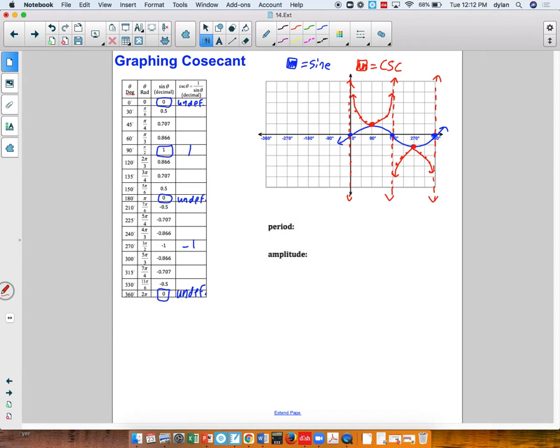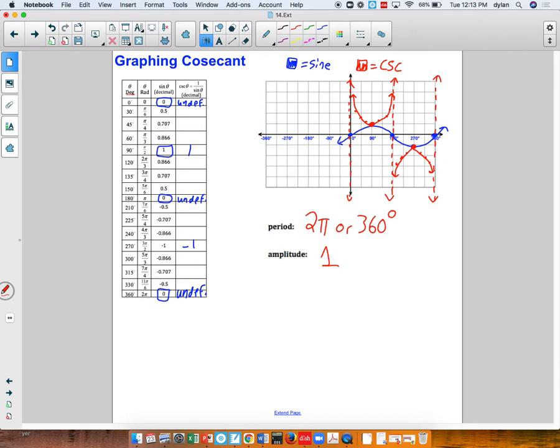So one cycle of the cosecant function essentially mirrors, in a reverse way, one cycle of the sine function, which means that our period is going to be the same as sine. So our period is 2 pi or 360 degrees. And in this case, our amplitude of the cosecant function defaults to 1, but the amplitude isn't the distance from the middle to the peak or trough anymore. Instead, the amplitude reflects where the vertex of each of those curves exists.